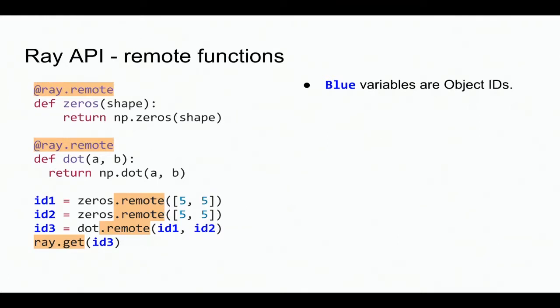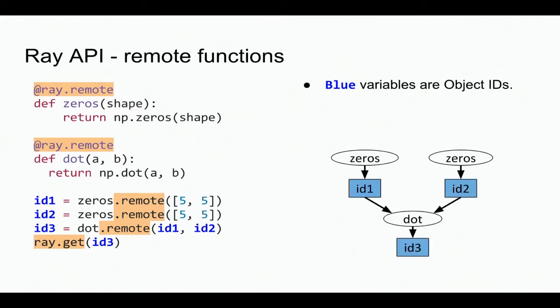So here we're creating three tasks, and then to actually get the results of one of these tasks, you can call ray.get, which is a blocking call, and will wait until the task finishes executing and return the result. Under the hood, this is constructing a computation graph which looks something like this. There are three tasks being created, the two zeros tasks and the one dot task. There are three objects being created in blue. And there are some dependencies. So the dot task, the third task, depends on the first two tasks.